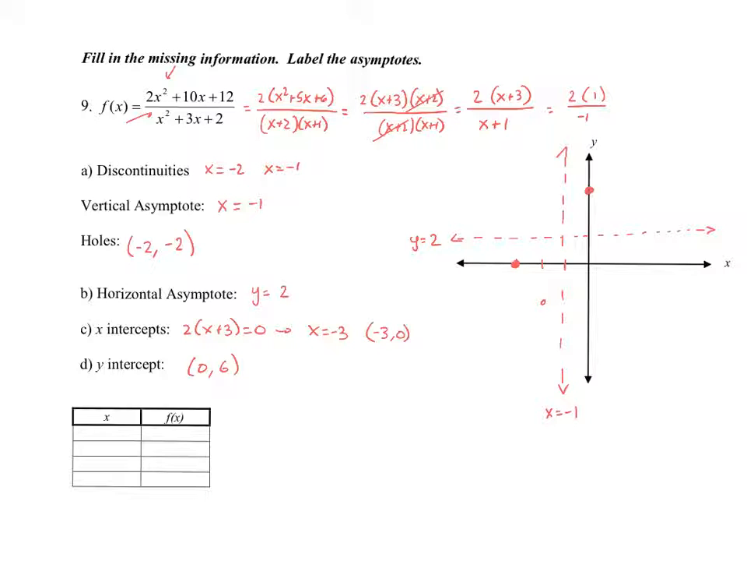Okay, so now I've got to fill in a couple other points on my graph. What I like to do is pick a couple values, or make sure I have a couple values represented to the left of any asymptotes, to the right of any asymptotes. So we've got the vertical asymptote of negative 1.